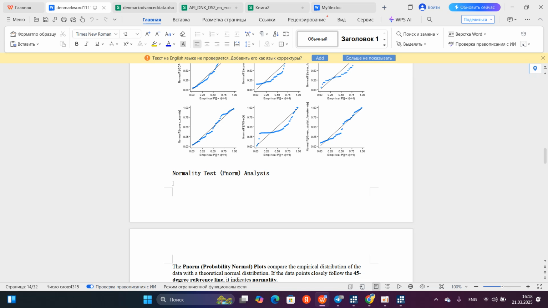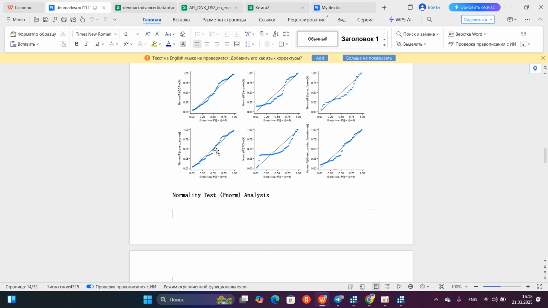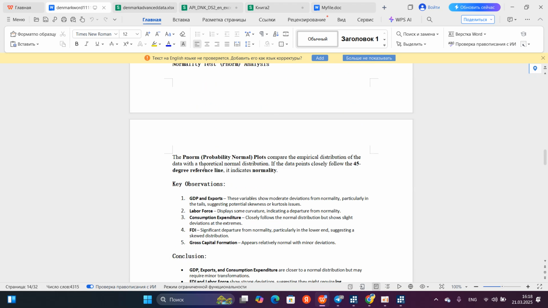Pnorm, actually, what is it? It's a normality test analysis. Pnorm probability normal plots compare the empirical distribution of the data with the theoretical normal distribution. These scatters are either far from or near to our normal distribution. If the data points closely follow the 45-degree reference line, it indicates normality.